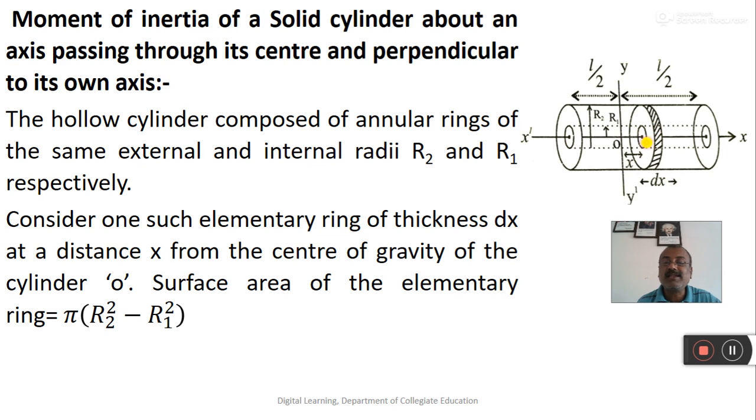In Kannada we call this sautekai, a slice of cucumber. We are going to consider one such slice. Consider one such elementary ring of thickness delta x at a distance x from the center of gravity O of the cylinder. Surface area of the elementary ring is given by pi into R2 squared minus R1 squared.